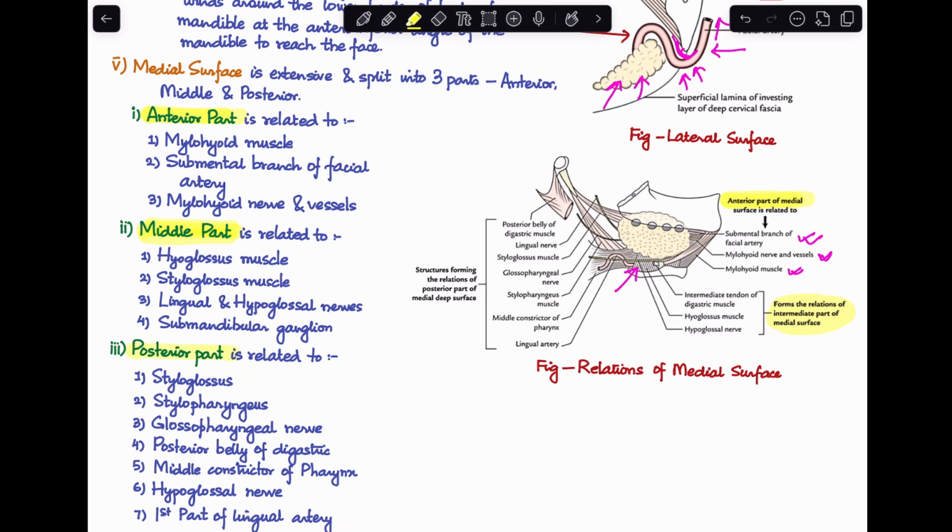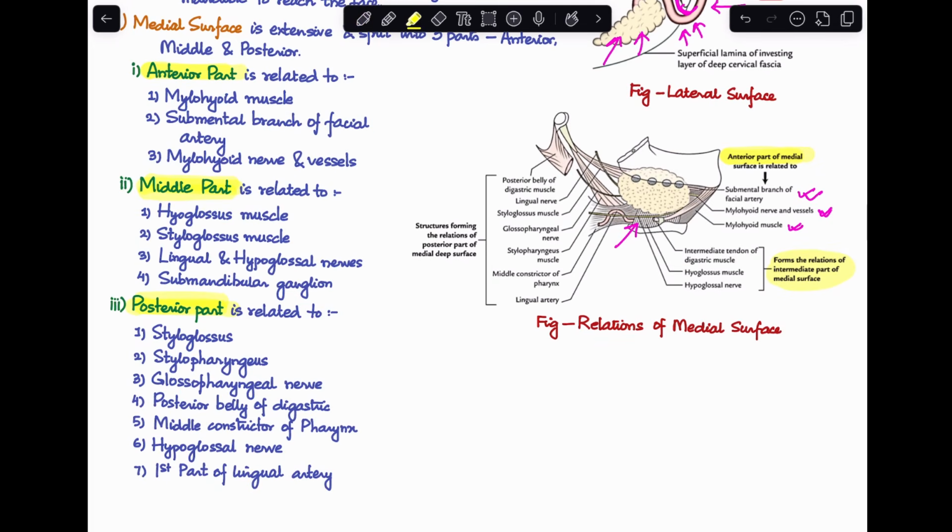Coming to our last part, which is the posterior part. Now, the posterior part has a lot of relations. Here, we are going to look at the posterior part of the medial surface. So, we have our styloglossus muscle, we have our stylopharyngeus muscle, the glossopharyngeal nerve, the posterior belly of digastric, the middle constrictor of the pharynx forming the lateral wall of the pharynx, the hypoglossal nerve, the first part of lingual artery, and even the lingual nerve. So these are all the relations of the different surfaces of the submandibular gland.